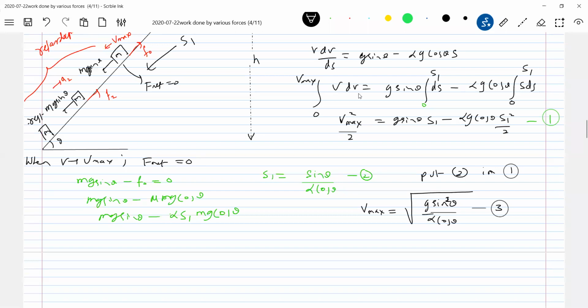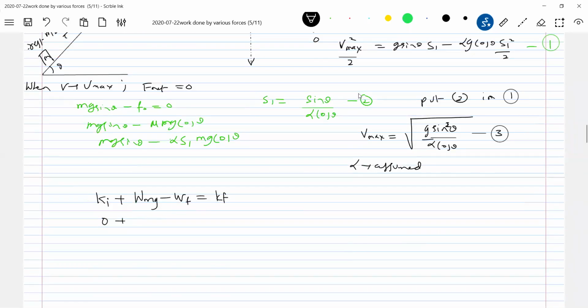But this is not our answer. Alpha is what we assumed, no? That should be eliminated. How to eliminate alpha? Alpha is not given for us. Alpha is what we assumed. mg sin theta into S, minus the work done by the friction. So this should be equal to integral of F ds, 0 to S. What is this S? Total distance covered.